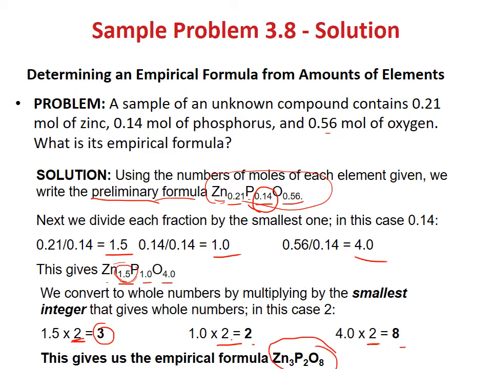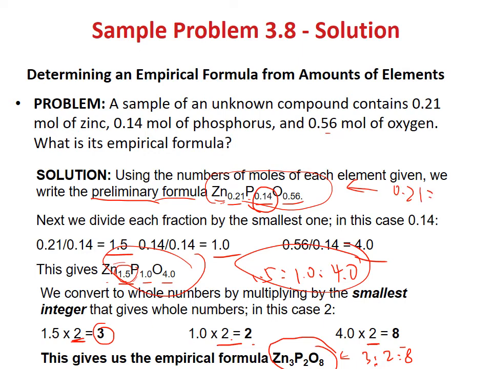Okay, and you can check that the ratio in this formula, 3/2/8, should equal the ratio here, 1.5/1.0/4.0, which equals 0.21, 0.14, and 0.56 over 0.14. The ratio doesn't change, but we get the smallest whole number in the empirical formula.